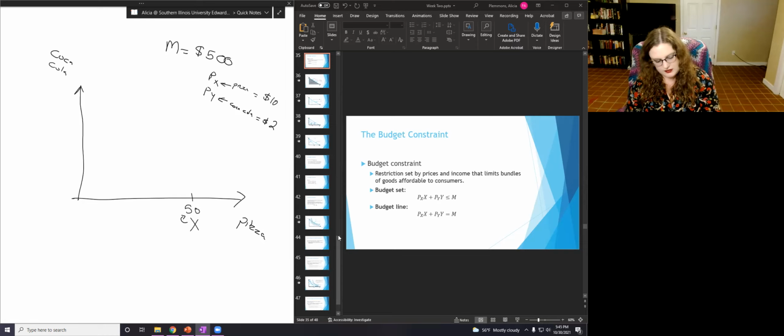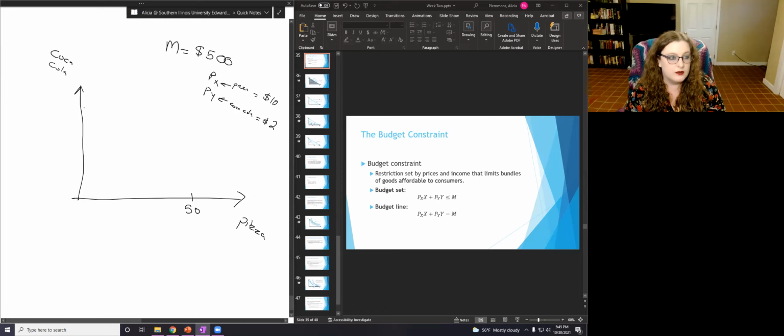But let's consider that we might also want Coca-Cola. If Coca-Cola is $2, then the maximum amount of Coca-Cola that we could buy, if we only purchase Coca-Cola and use all of our money, is going to be 250 cans of soda. Anyways, if we only spend money on Coca-Cola, then we would have 250 Coca-Colas and nothing else.